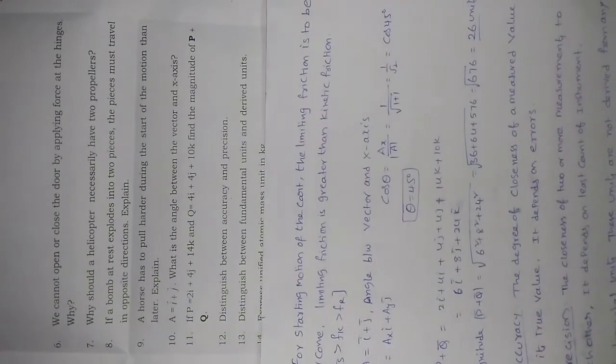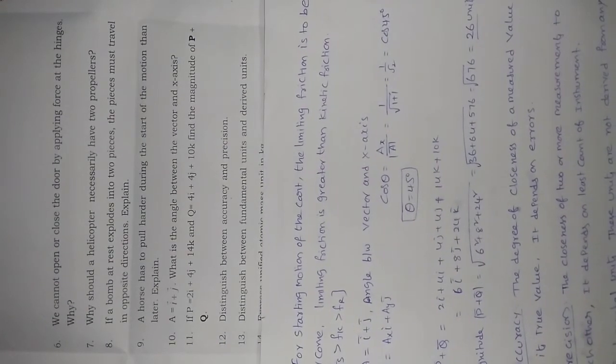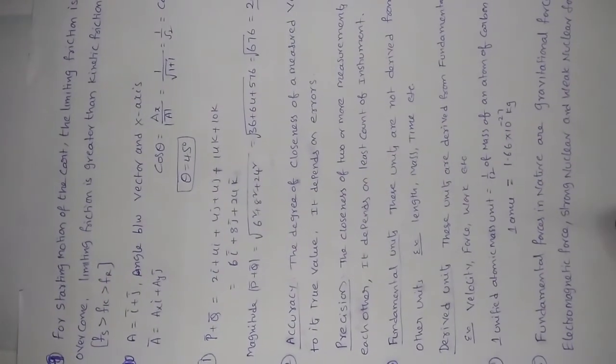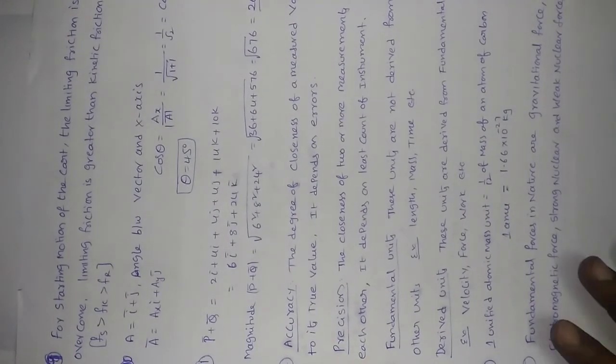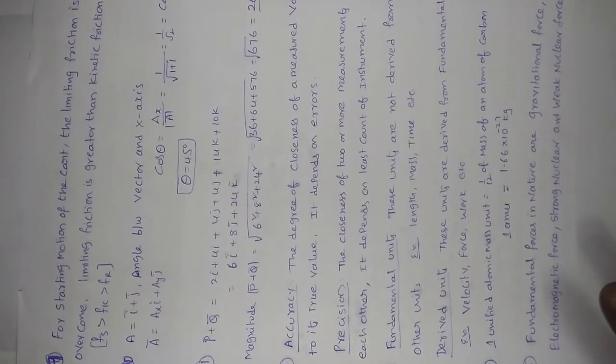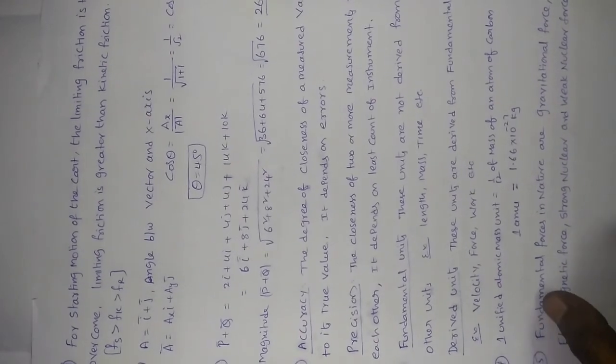Next will be the 13th one. Distinguish between fundamental units and derived units. That is the question. The answer: fundamental units are units that are not derived from any other units. Those are the basics. For example, you can write length, mass, time; these are all fundamental units. What about derived units? These units are derived from fundamental units. For example, you can write velocity, force, work, etc. So that is the answer to the 13th question.